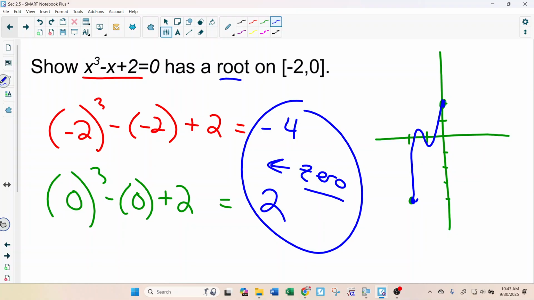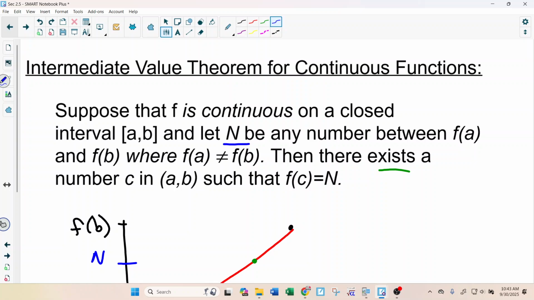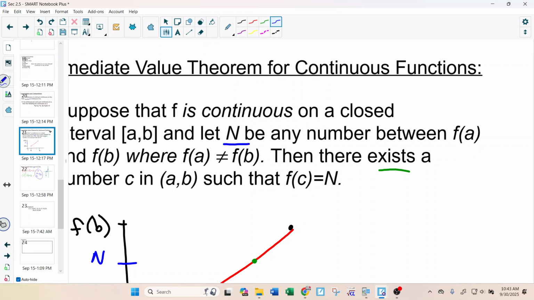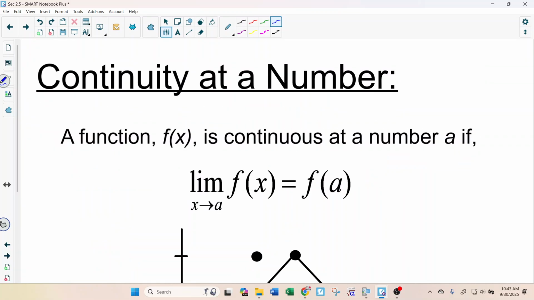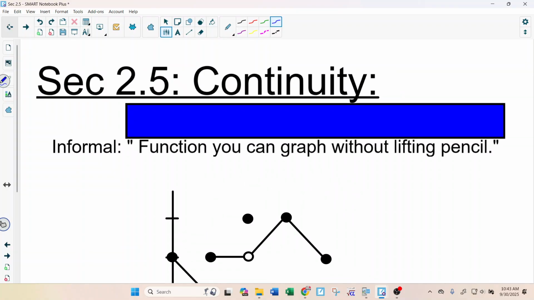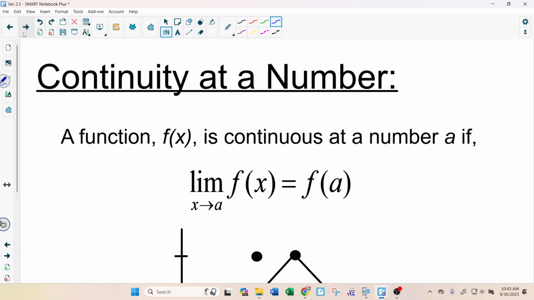So that is 2.5, continuity. Big thing here is a lot of definitions. Okay? Intermediate value theorem, we'll use it. You do not have to have it memorized. The big thing here is remember this. What does it mean to be continuous? The limit equals the functional value at a point. Right? Once again, informally, you do not lift your pencil, but when you're talking about a specific point, the limit equals the functional value. That's the key. Okay? All right.